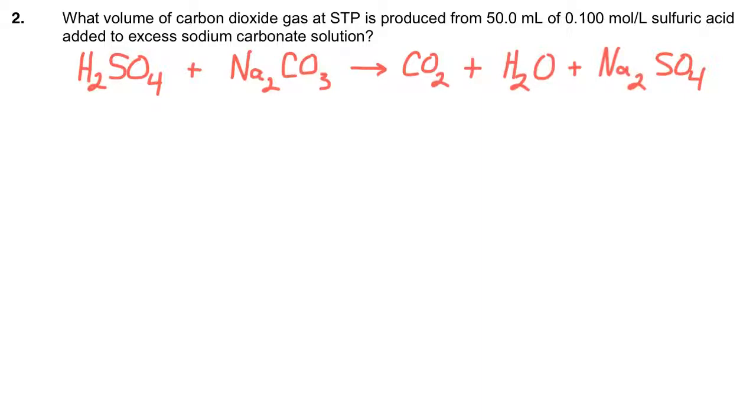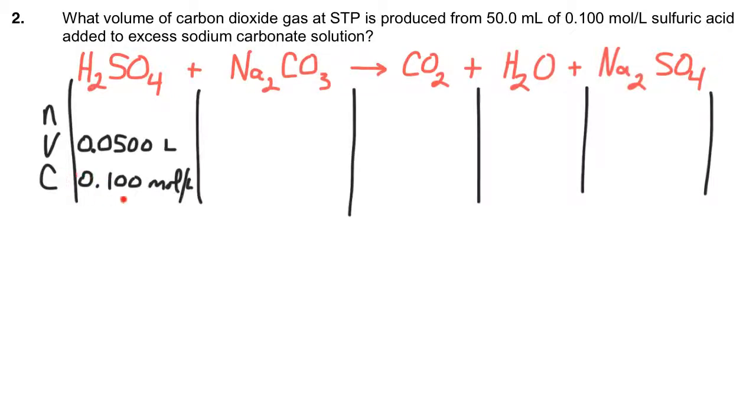Let's look at the values given. We are given a volume and a concentration. So we're going to set up a stoichiometry grid involving volume and concentration to find number of moles. So I know the concentration and volume of my sulfuric acid. And don't forget to change your volume into liters. n equals C times V. So I have 0.00500 moles of sulfuric acid reacting.